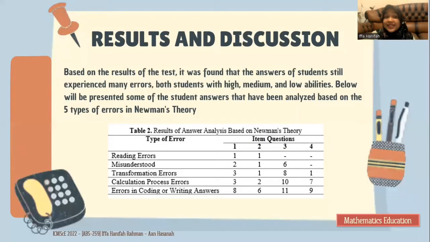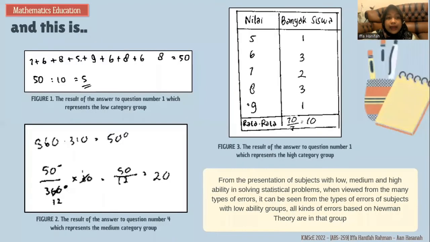And this is the results and discussion part. Based on the results of the test, it was found that the students' answers still contained many errors. And this is a table of results of answer analysis based on Newman's theory of 5 types of error. And this is a figure of the results of student answers from several questions. Figure 1 by the low category group, figure 2 by the medium category group, figure 3 by the high category group.